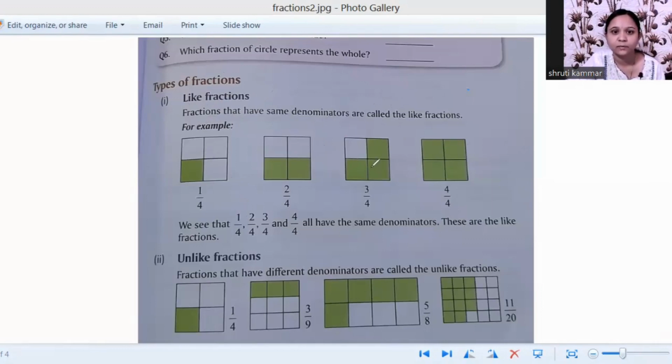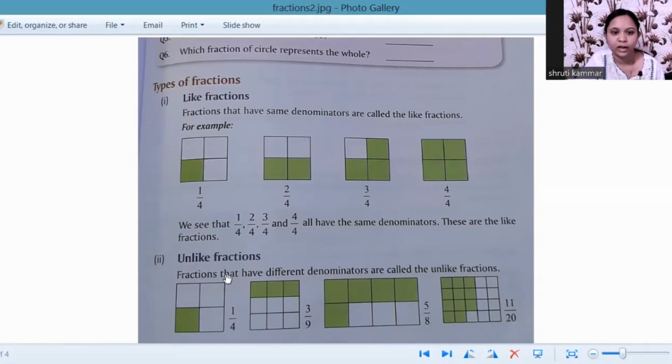See here in the squares, all squares have 4 parts. Okay, 4 parts. But the shaded part chosen is different here. Here 1 part is shaded, here 2 parts, here 3 parts, here 4 parts. So these kinds of fractions are called like fractions. In each object, the object is divided into the same number of parts, but different parts are chosen. Such fractions are called like fractions.